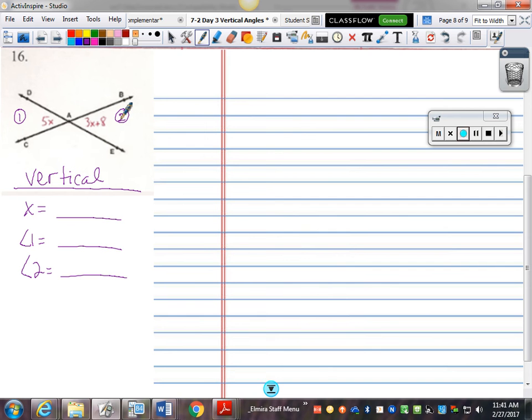So vertical means they are equal to each other. I can draw an equal sign between them. So number 16, 5x equals 3x plus 8. Now 5x and 3x, different situation. They're both x terms, but they are enemies. They are on different sides of the equal sign. I cannot add them together. Okay, I'm going to have to subtract 3x off both sides so that I only have variables on one side of the problem. Divide by 2, and x equals 4.